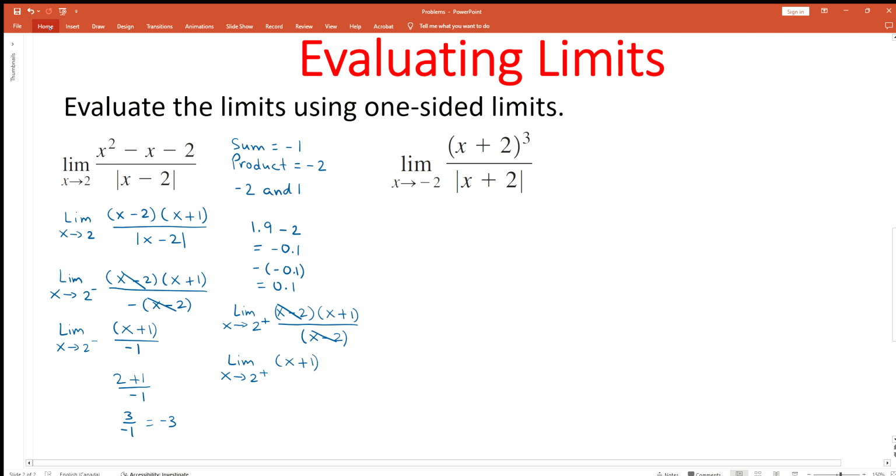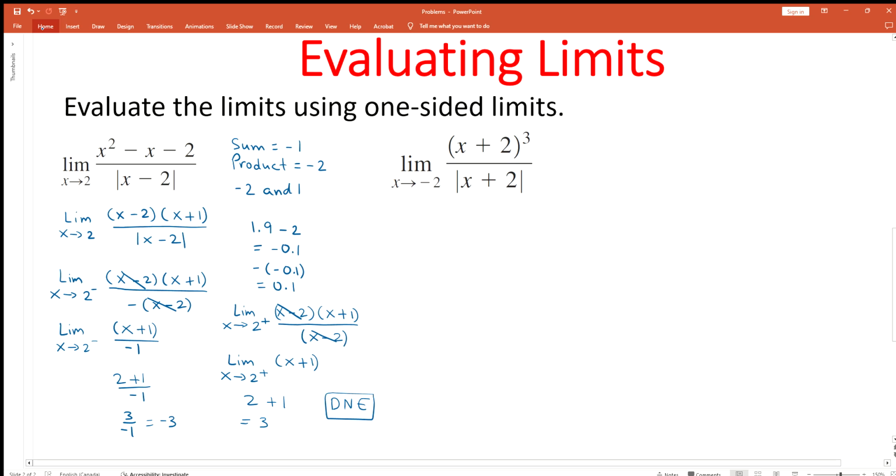Next, we can apply the limit. We can sub in x as 2. I get 3. This is the value of the right hand limit. So we can see that the left hand limit is not equal to the right hand limit. Therefore, we can conclude that the limit does not exist, or DNE. This should be the final answer for the first limit.